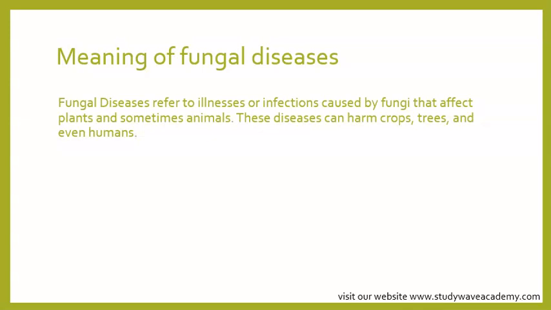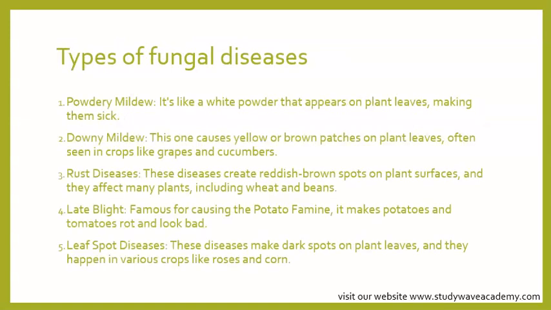Good. Next, we're going to be looking at types of fungal diseases. Okay? Types of fungal diseases. 1. Powdery mildew. It's like a white powder that appears on plant leaves, making them sick. This disease affects a wide range of plants, leaving a white powdery substance on leaves and reducing plant health. Okay?